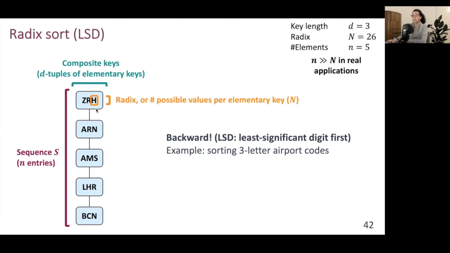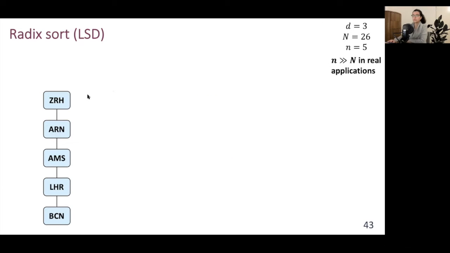Here we have a small example where we are sorting 3-letter airport codes. So the number of digits or the length of these composite keys is 3. We are sorting a sequence of 5 of these keys, so small n is 5, and our radix, or the number of possible values per elementary key, denoted by capital N, is 26. Note that this is of course just a toy example, and that small n is usually much larger than capital N in real applications. So let's see how it works.